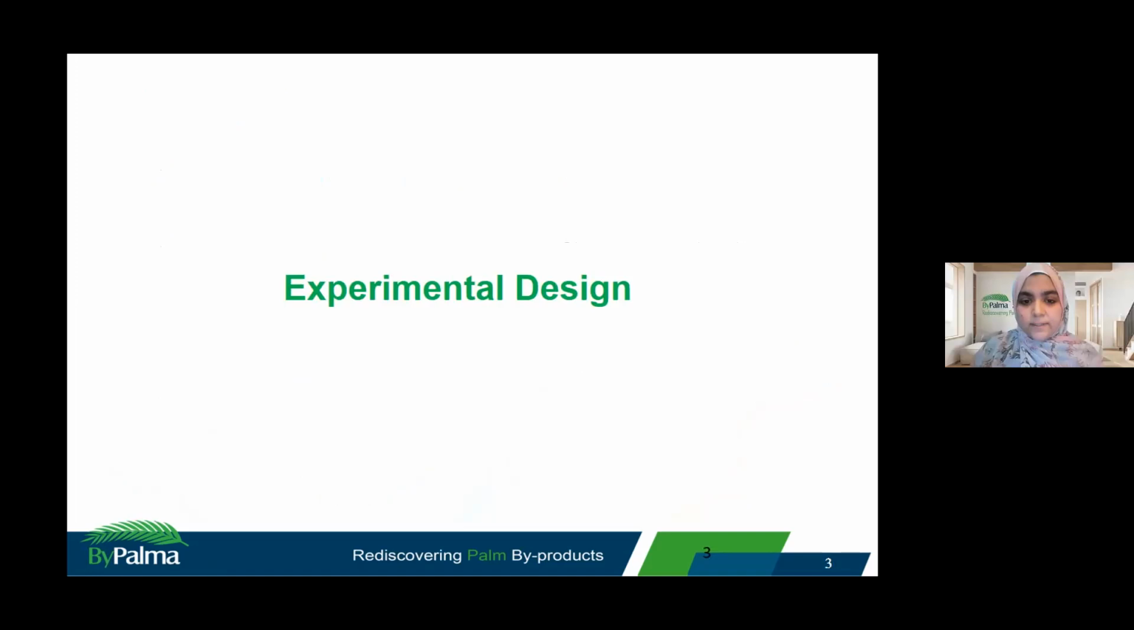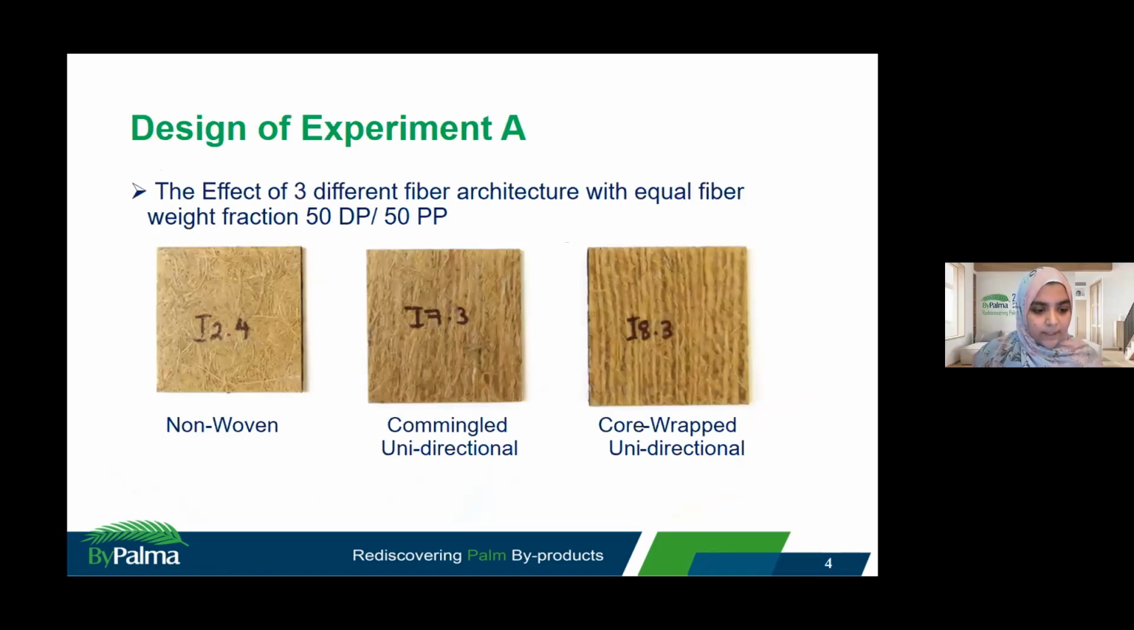For the experimental design, we had two designs of experiments. The first is design of experiment A. We were studying the effect of three different fiber architectures having equal fiber weight fraction, 50% date palm and 50% polypropylene matrix. We prepared three samples. The first was the non-woven, the second was the commingled, and the third one was the core wrapped.